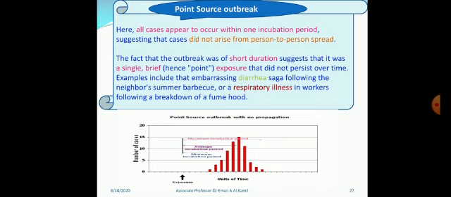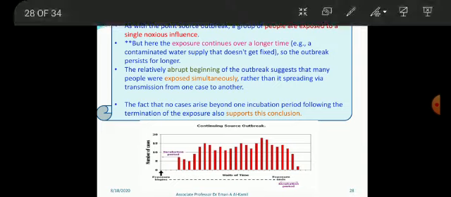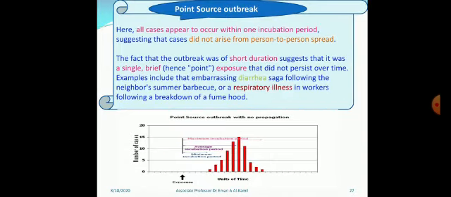For example, the development of gastroenteritis or diarrhea following a neighborhood summer barbecue, or respiratory illness in workers following breakdown of a fume hood. So from this curve, we can see the exposure is here. The exposure to the infection is here.